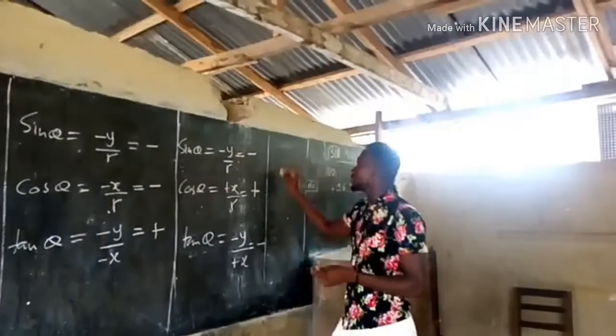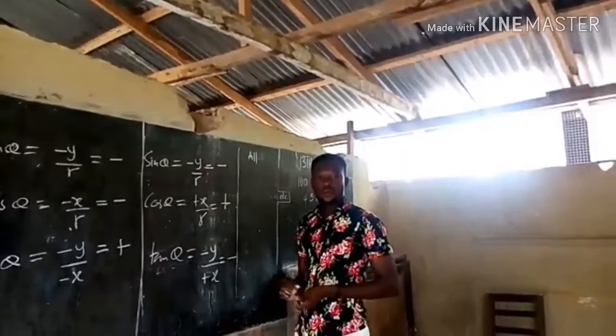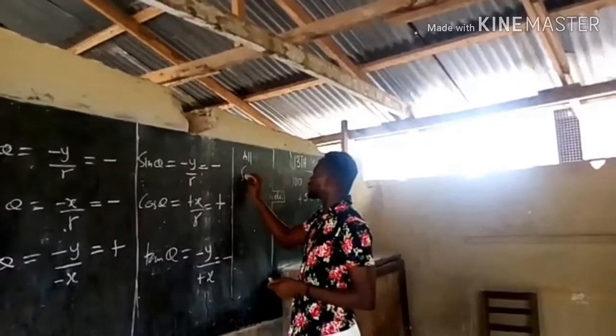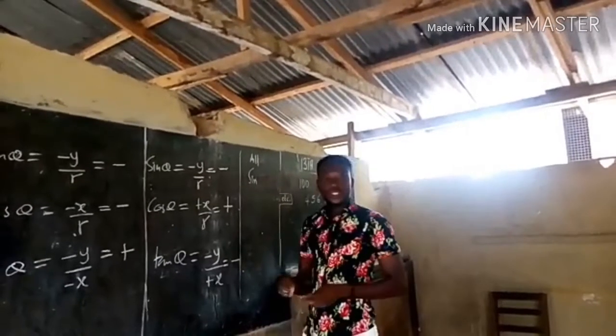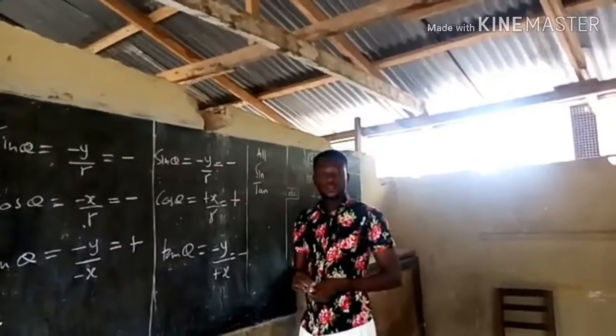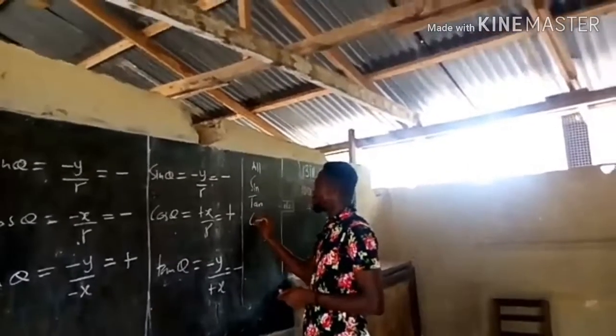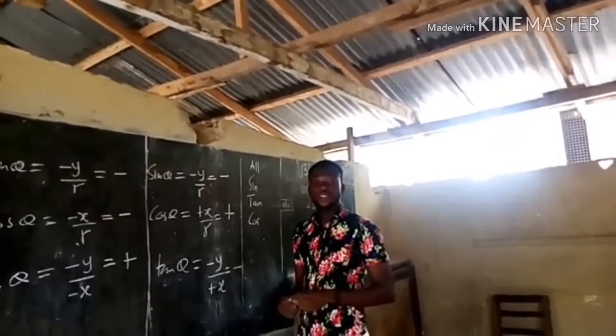So we have the first quadrant, all the trig ratios are positive. In the second quadrant, it's only sine which is positive. In the third quadrant, it's only tan which will give you a positive value. And in the fourth quadrant, it's only cos that will give you a positive value.